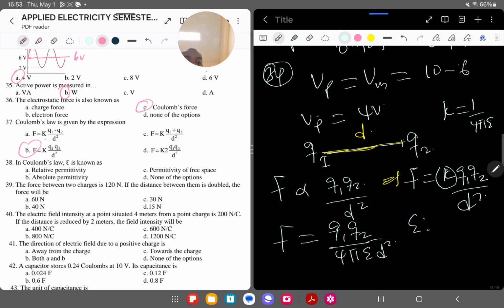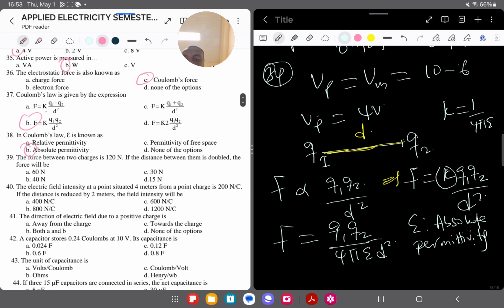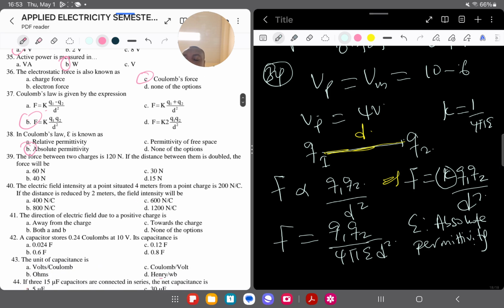And this epsilon, we refer to this as what? Absolute permittivity. So here, the answer here is going to be what? B, absolute permittivity. So that is the answer. Now, question 39.